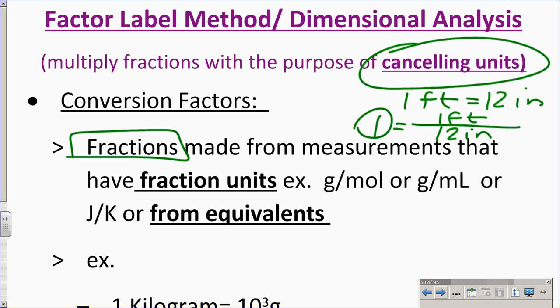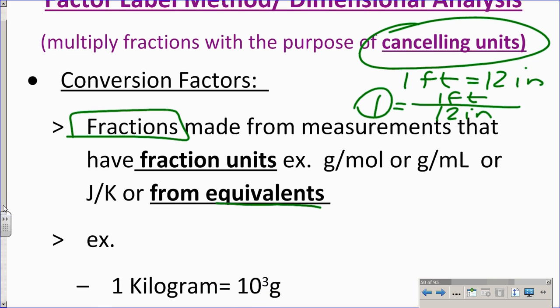And so this is kind of a little bit more like textbook definition. Fractions made from measurements that have fractional units, from equivalencies. Just saying they're the same, equivalencies, top and bottom. When you divide something that's the same by itself, it is 1. Even if it looks different, it's still 1.